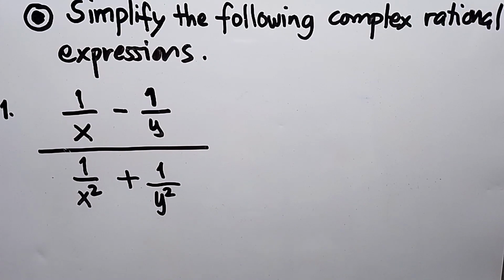Hello to my viewers. Today's topic is about complex rational expressions. So I have here number 1, simplify the following complex rational expressions: 1 over x minus 1 over y, all over 1 over x squared plus 1 over y squared.